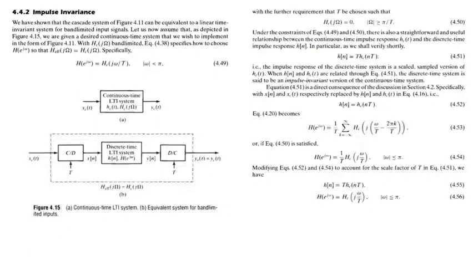Now this is a very important thing: impulse invariance. I will directly move on to equation 4.51, but before that, look at figure A and figure B. This whole dotted system is a continuous-time system. The overall response of this system is equivalent to a continuous-time system, which is equal to the effective response. That is the important thing that you need to remember.